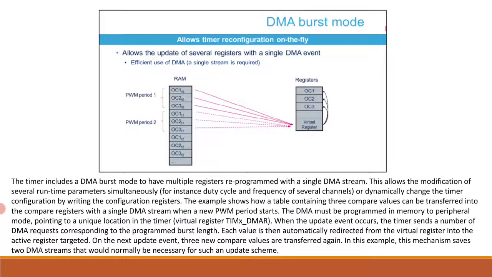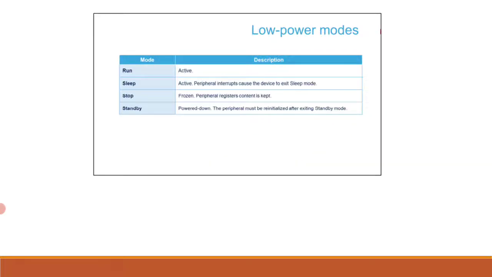We'll look at it, then we'll move on to the LPMs, low power modes. The timer is active in run and sleep modes while it is frozen in stop mode. The timer state and register's content are preserved and the timer directly resumes operation when the MCU is woken up. But in standby mode, the timer is powered down and must be completely re-initialized when exiting from this mode.